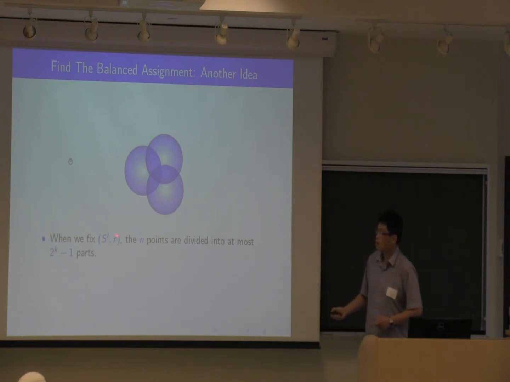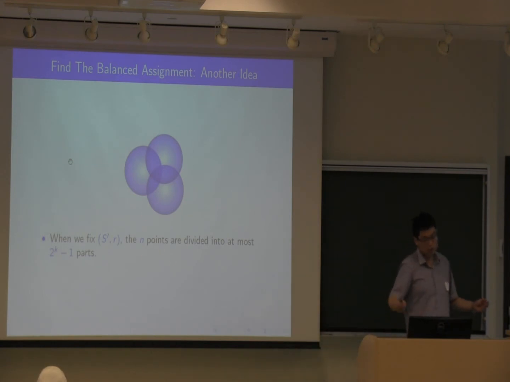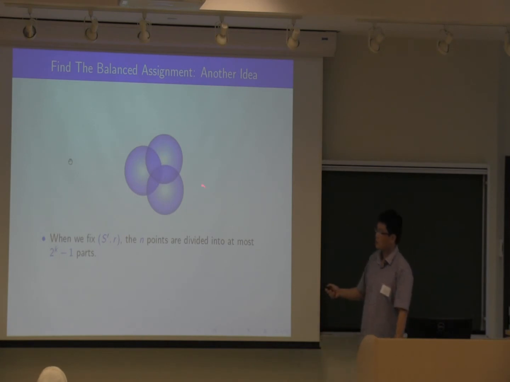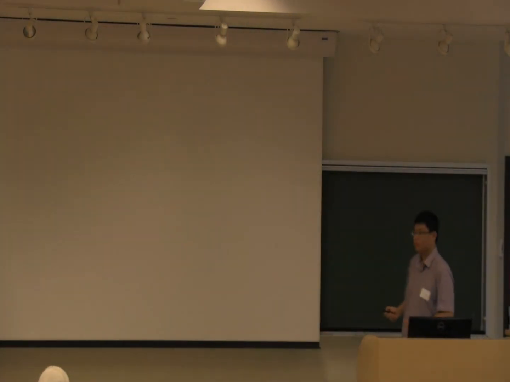Once we fix this couple, the candidate and the radius, basically we can draw k balls in the space. Like in this picture, if k is equal to 3, we can directly draw 3 balls. The given input points are divided into at most 2 to the k minus 1 parts, because we assume there is no point located outside the union of the balls, otherwise we can directly reject this couple. Here k is equal to 3, so you can see we generate 7 different areas. Each part is covered by a unique subset of the balls. Okay. And we use this.